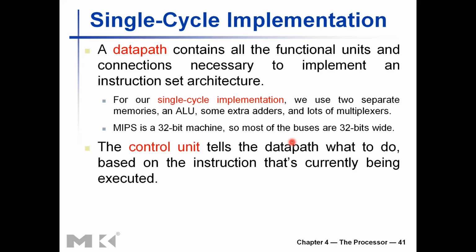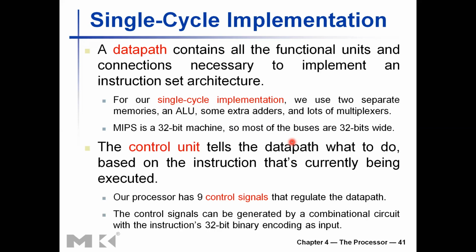So the control unit generates all these possible signals and tells every element whether to write into a register, read from a register, or select some input from a multiplexer. All these things are told by the control unit. To do that, we had 9 control signals that regulate the data path, and the extra one was the jump signal, which is the 10th output bit of the control unit. So the control signals can be generated by a combinational circuit with the opcode and the function field.